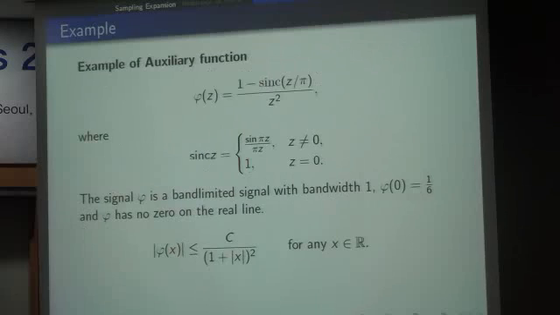And the example of this function, the auxiliary function, is 1 minus the sinc function, g over pi over g squared. And this is a sinc function. Then this function has a growth of 1 over x squared on the real line, and this function has no zero on the real line and has a bandwidth 1. So we can use this function.